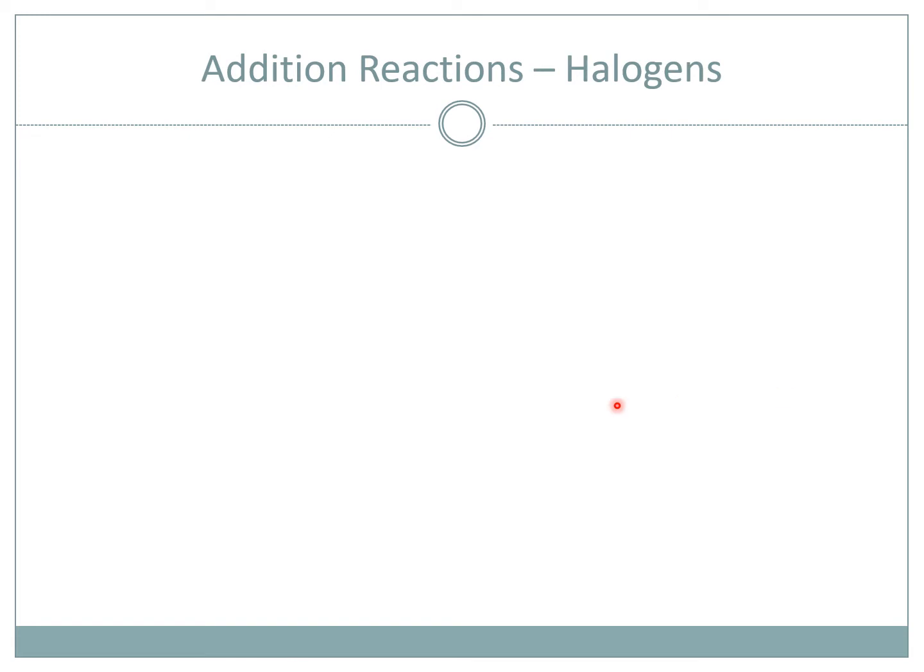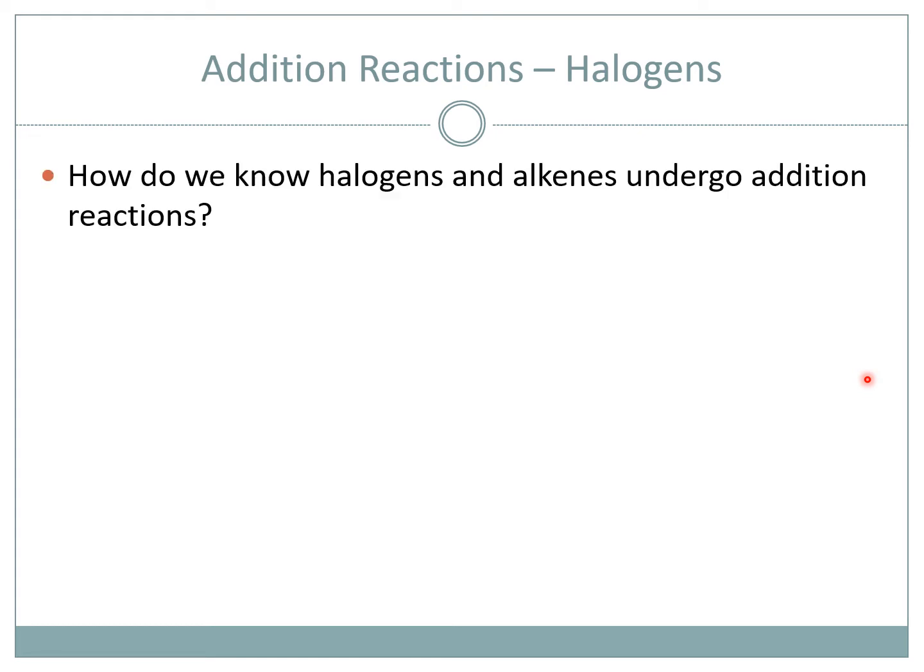So let's have a quick look at an example. First off, the most obvious addition reaction is the halogens, and we know they react with the halogens because, of course, this is the test. The halogen addition reactions are how we test for alkenes. The bromine water turning colourless is that key indicative test you must recall.